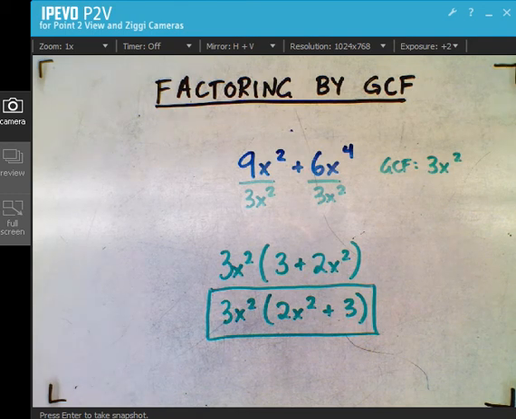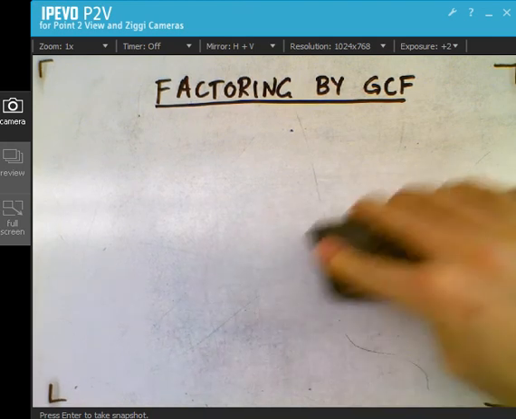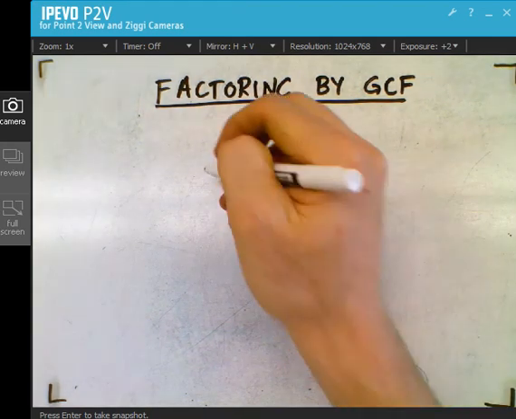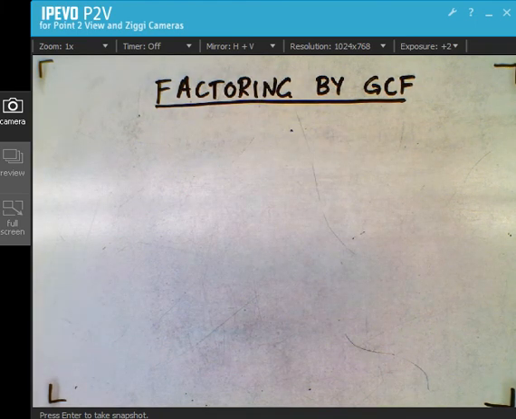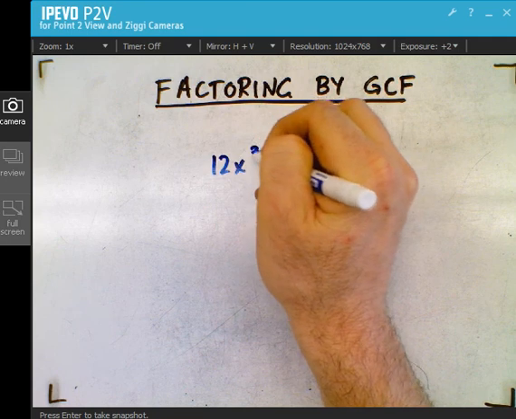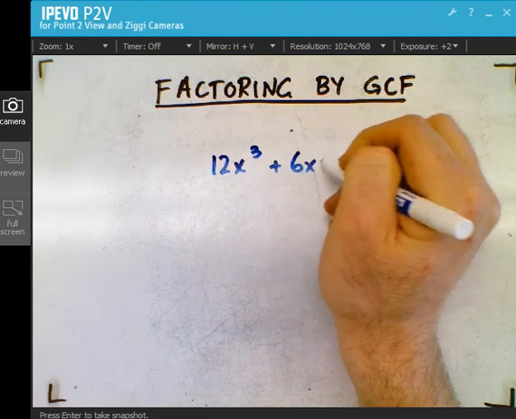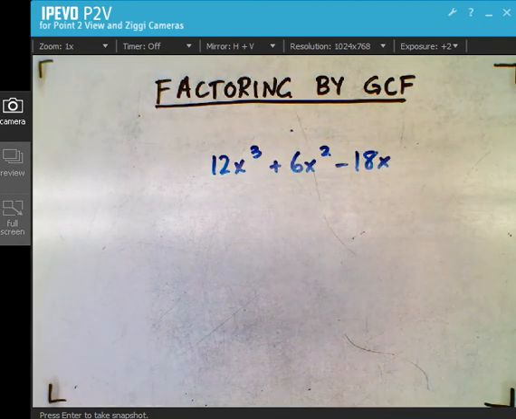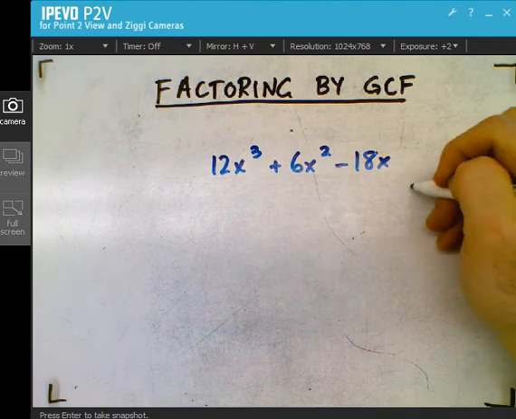Let's do just one more example, and then we'll be all done. Let's try 12x to the third plus 6x squared minus 18x. Step 1, identify my greatest common factor.